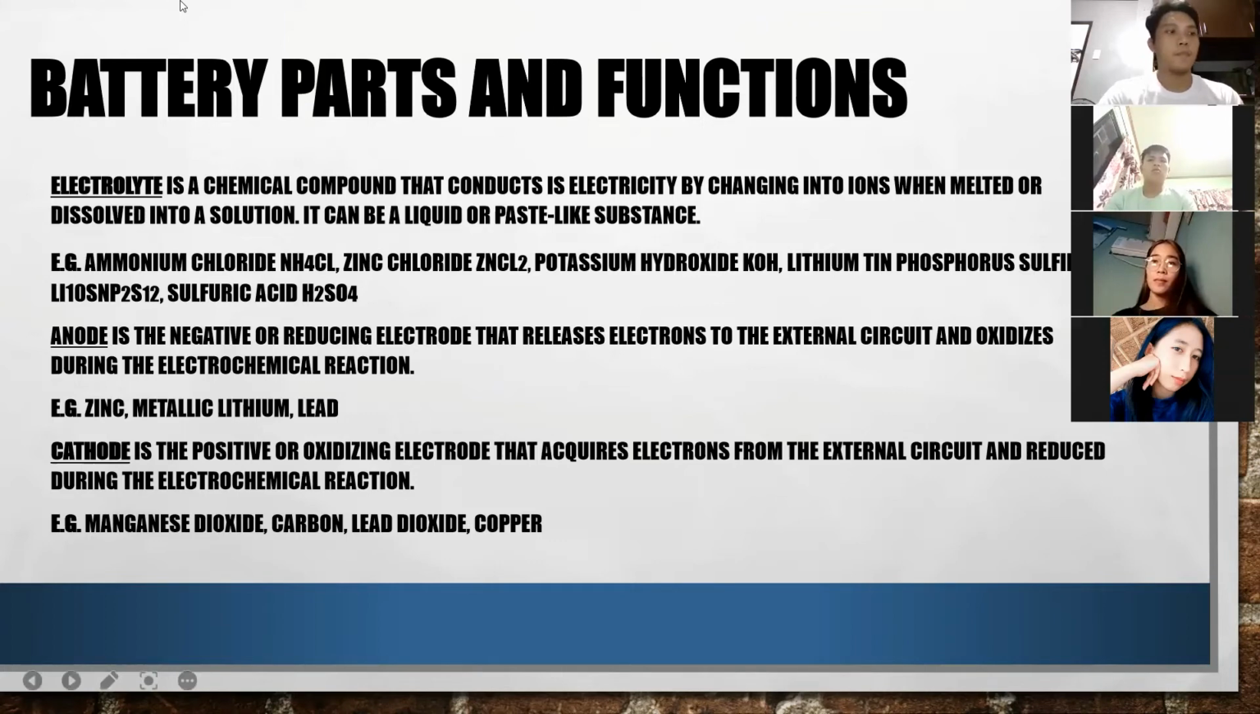Okay, so meron naman tayo ditong electrolyte na binanggit, anode and yung cathode. So, ang example natin sa electrolyte is yung ammonium chloride, and then sa anode naman, sinabi dito na yung anode daw is yung nagre-release ng electrons doon sa external circuit natin na nag-oxidize during the electrochemical reaction. While yung cathode naman is yung positive or yung oxidizing electrode that acquires electrons from the external circuit. So yung tandaan natin, yung anode is yung negative, and then yung cathode naman is yung positive.